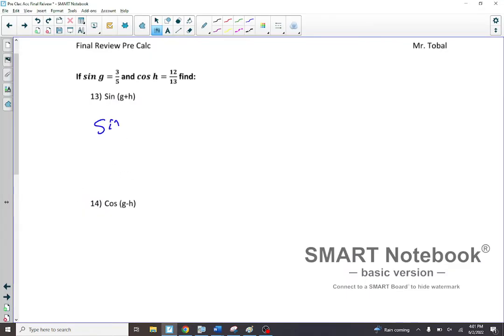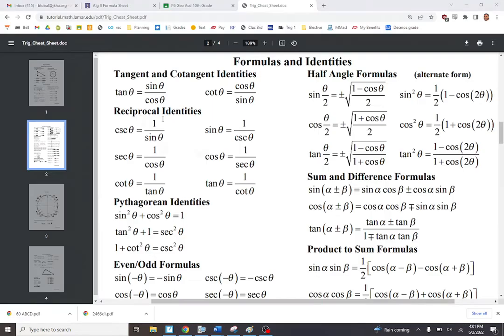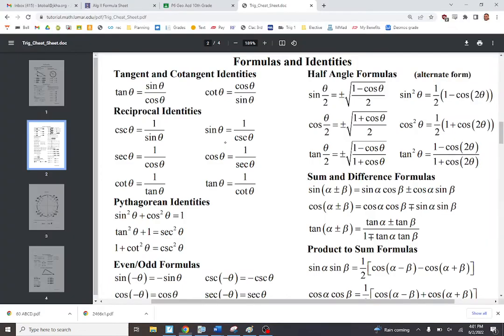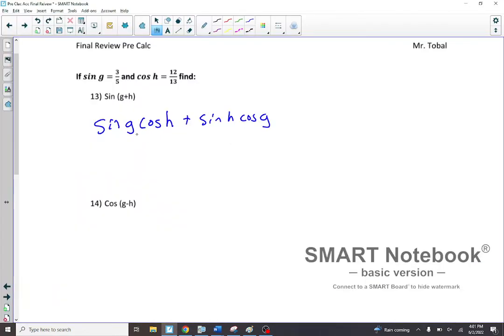So this is going to be sine g times cos h plus sine h cos g. Okay, so then sine g, we already know is 3/5. Cosine h, we need to do the triangle. Adjacent is 12, hypotenuse is 13. Do a little bit of Pythagorean theorem, this is 5.